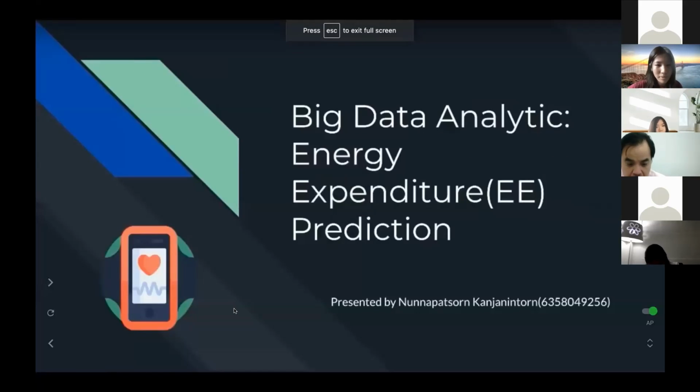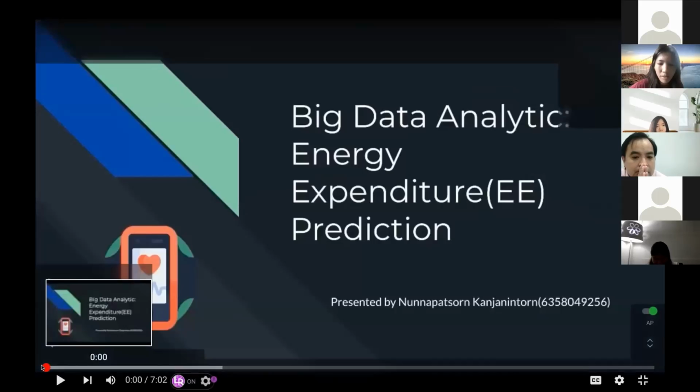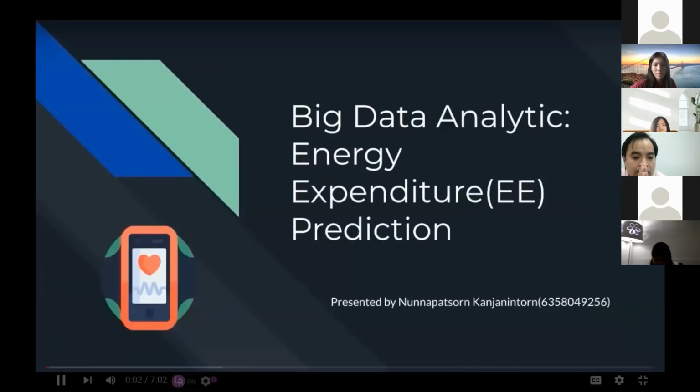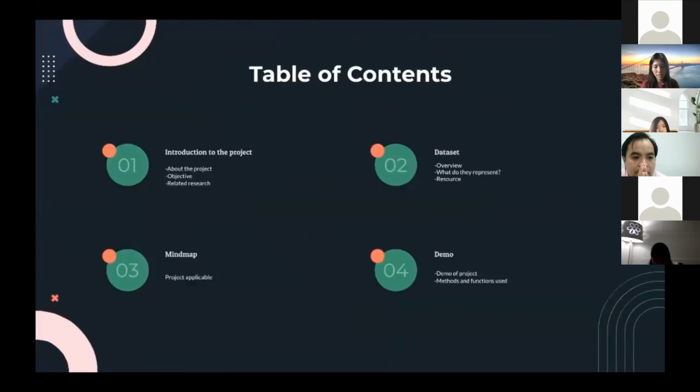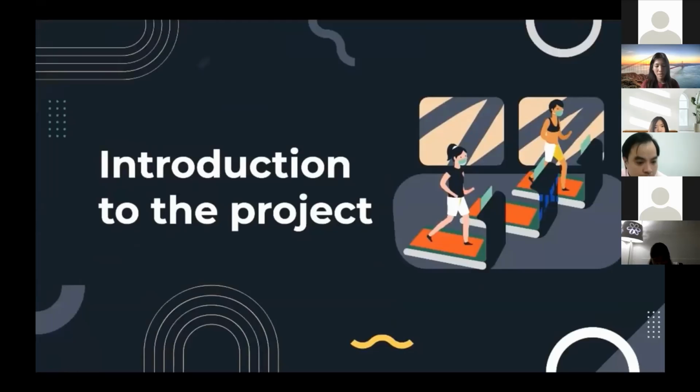Data analytic project about the energy. Good morning, everyone. Today I'm going to present my big data analytic project about energy expenditure prediction. Here is all of the content. My project is an energy expenditure prediction. The project displays the association among age, gender, weight, height, duration of workout, heart rate, and the total burned calories per session. This project uses machine learning with Python, using Google Colab as a coding platform.